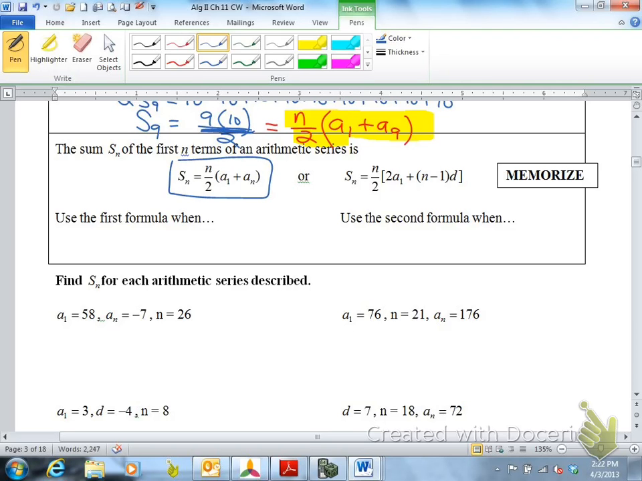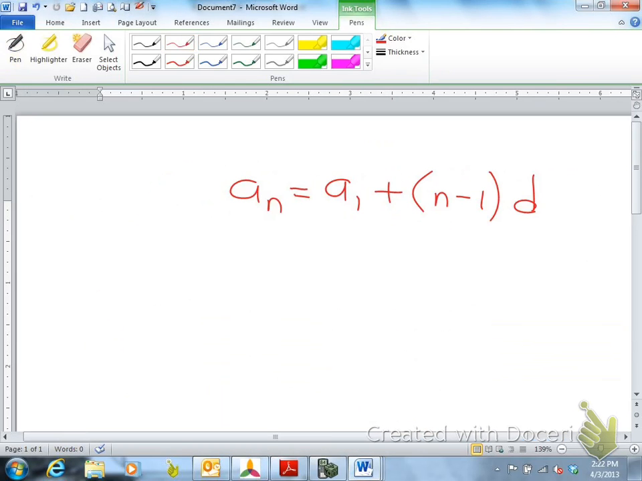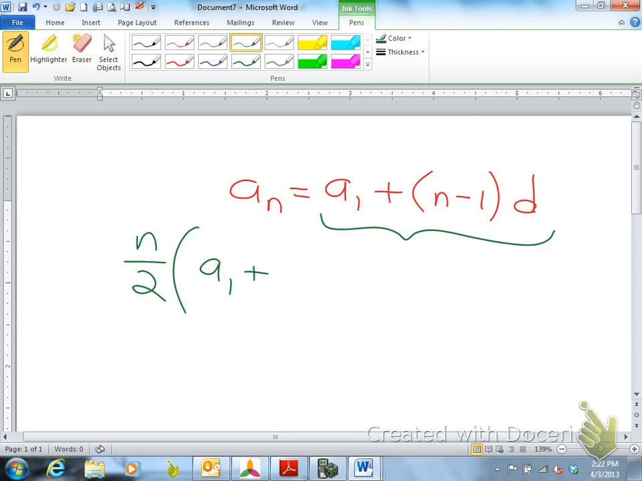This formula looks more complicated, but if you take the a sub n out of this formula and you substitute it in, it would be n over 2, a sub 1 plus a sub n. A sub n equals all of this.